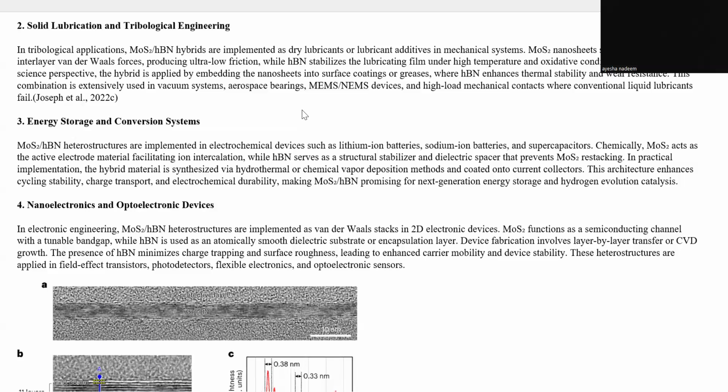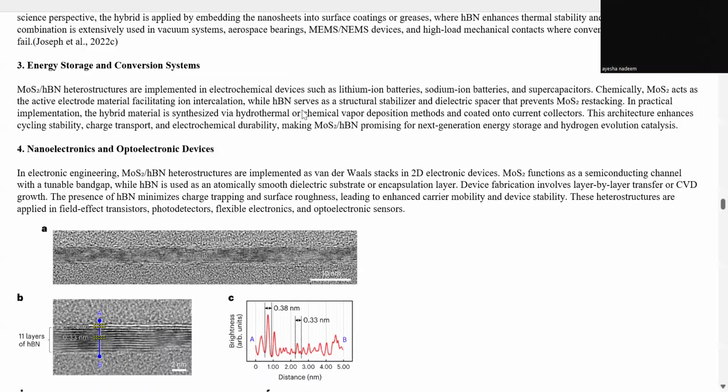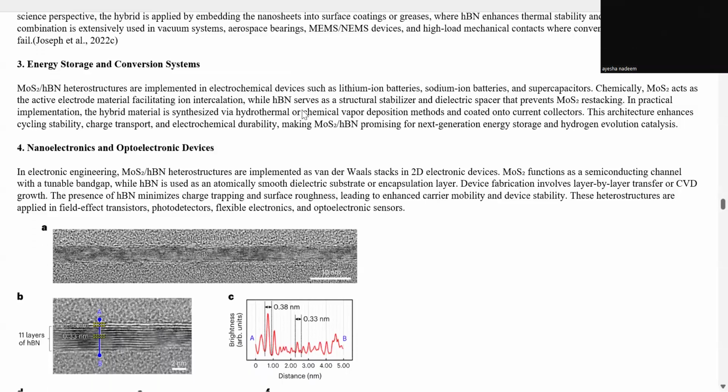In practical implementation, the hybrid material is synthesized via hydrothermal and chemical vapor deposition methods and coated onto current collectors. This architecture enhances the cycling stability, charge transport, and electrochemical durability, making molybdenum disulfide and hexagonal boron nitride promising for next generation energy storage and hydrogen evolution catalysis. The fourth application is in nanoelectronics and optoelectronic devices.